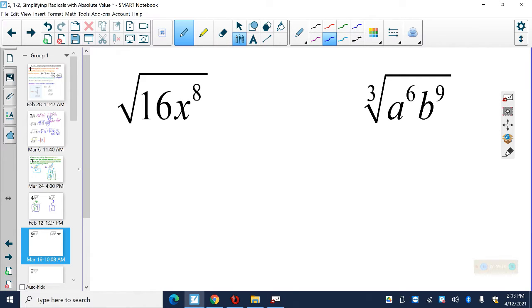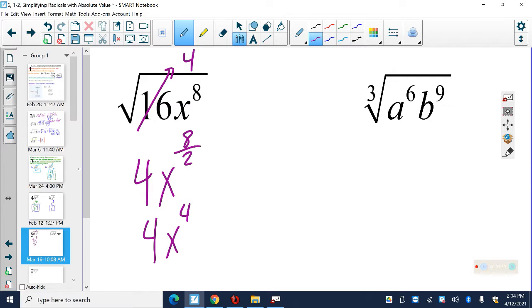Square root of 16. 4, so this is going to be 4, and then I'm going to take my power of 8 and divide it by my index. What's my index? 2. So what is 8 divided by 2? 4x to the fourth. Do I need absolute value bars? No. When do I need absolute value bars? Even root, odd power. I took an even root, but I don't have an odd power, I have an even power. So therefore I know I am just fine just like this. Does that make sense? Okay, next.